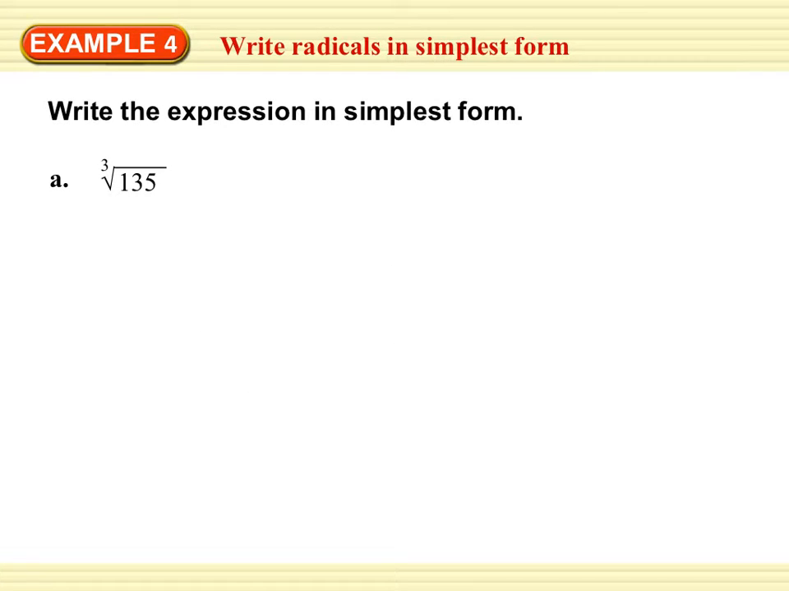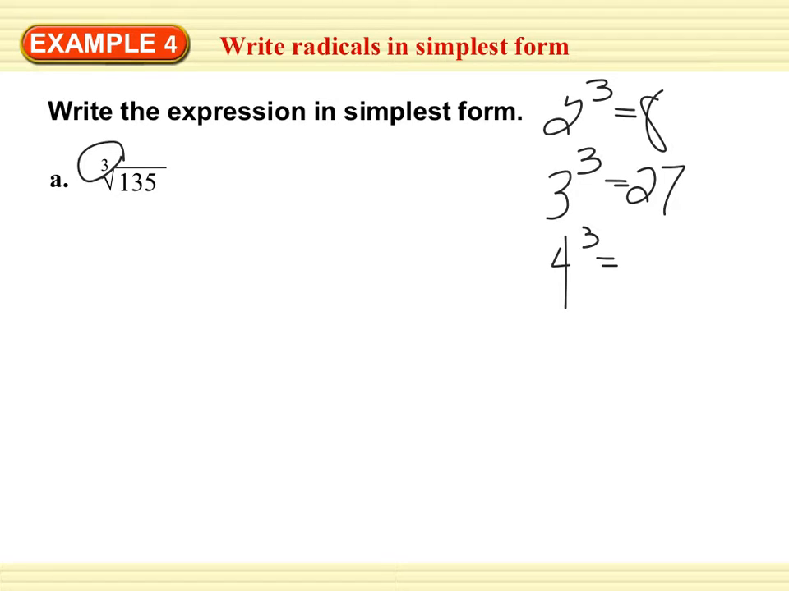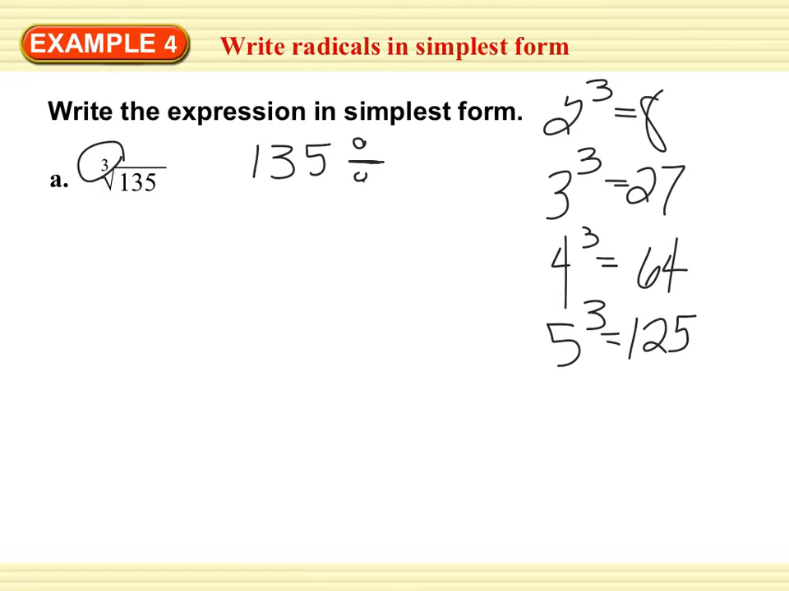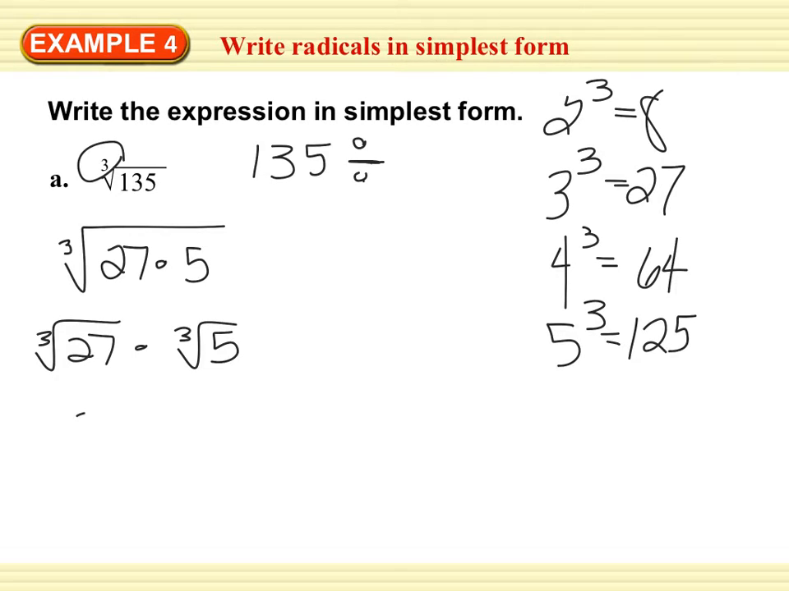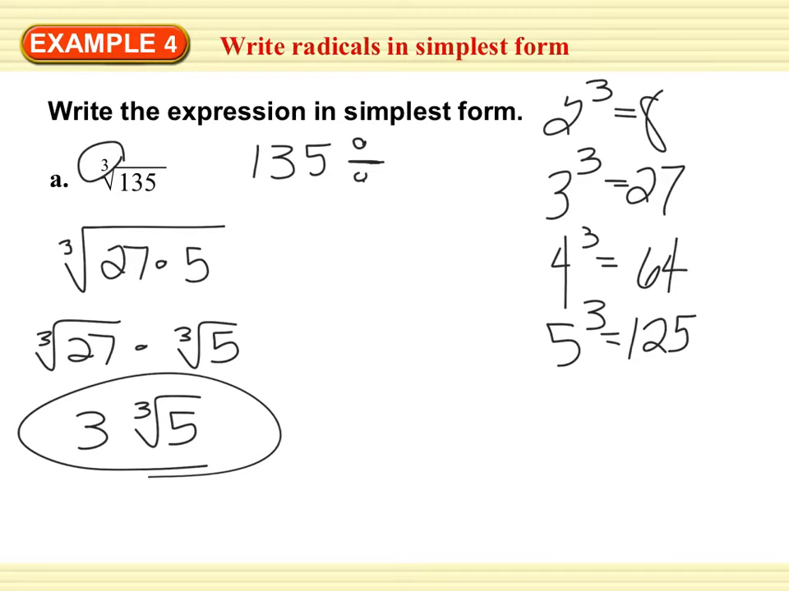So if I look at this first one, write the expression in simplest form. 135, I don't know. My perfect cubes are 2 cubed is 8, 3 cubed is 27, 4 cubed I believe is 64. Yep. 5 cubed is 125, etc. So I want to figure out if 135 is divisible by any of those perfect cubes. So I'm going to go ahead and divide by 8. That doesn't work. Divide by 27. Hey, that works. So 135 is the same as 27 times 5. So I can take the cube root of 27 and the cube root of 5, and I get 3 times the cube root of 5 as my simplest form.